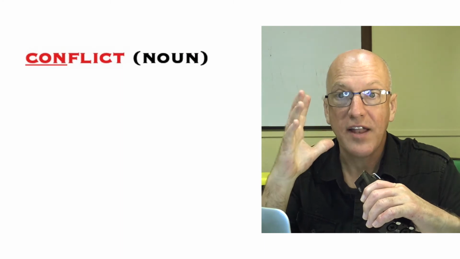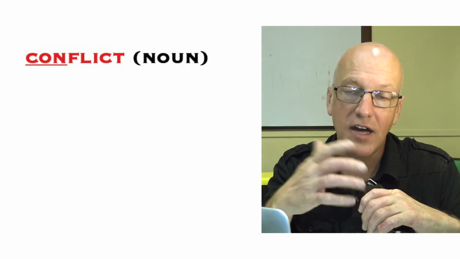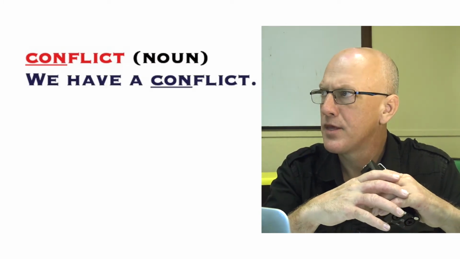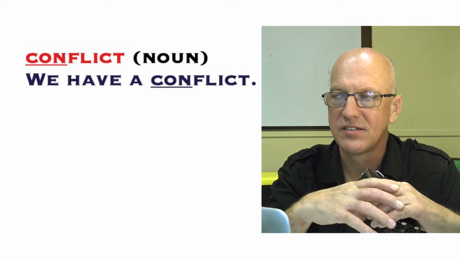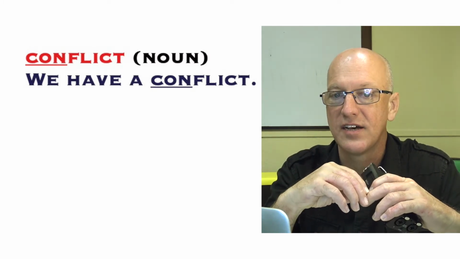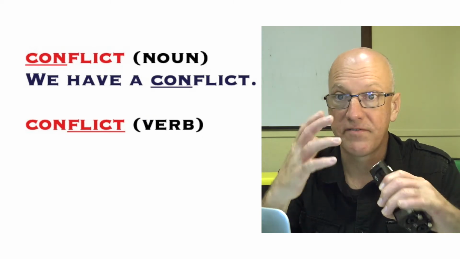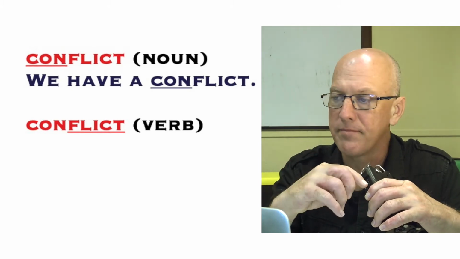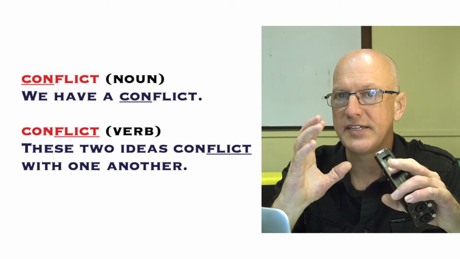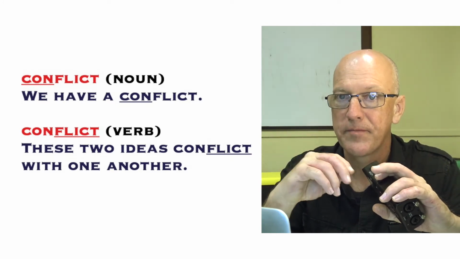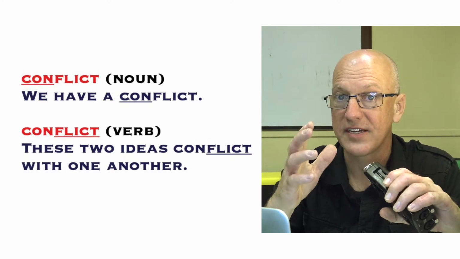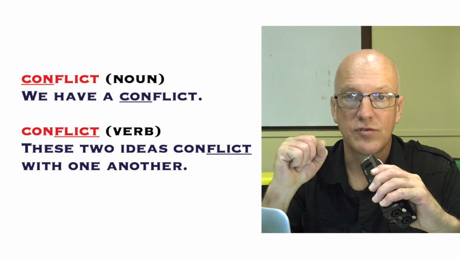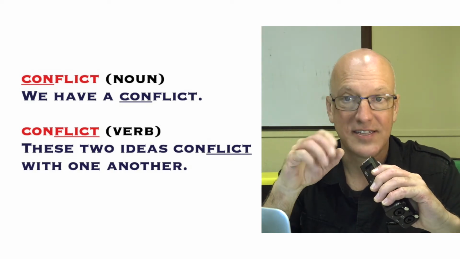Everybody say a conflict. A conflict is a disagreement or a fight. It's a noun, right? We have a conflict. We had a conflict. Yeah, a fight, right. The verb is conflict, which means to disagree with one another. It means the same thing, but it's a verb, right? So, everybody say, these two ideas conflict with one another. These two ideas conflict. Means that they don't agree. They're contradictory, right? So, let's try that again. A conflict, that's the noun.